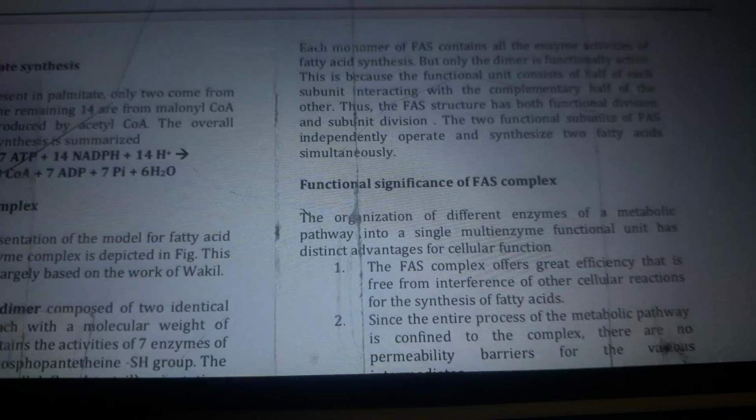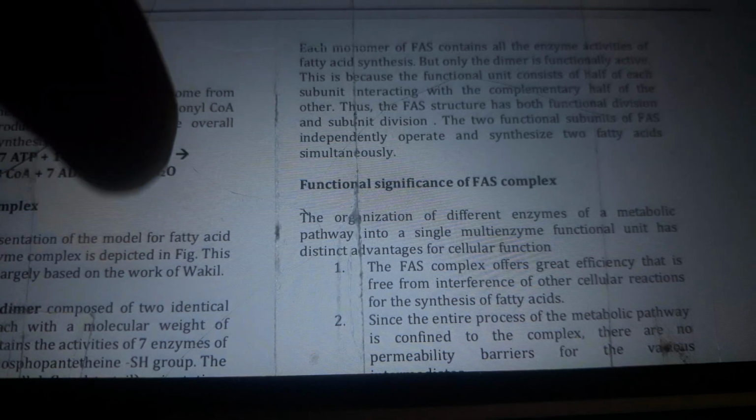Each monomer of FAS contains all the enzyme activities of fatty acid synthesis, but only the dimer is functionally active. This is because the functional unit consists of half of each subunit interacting with the complementary half of the other. Thus, the FAS structure has both functional division and subunit division. The 2 functional subunits of FAS independently operate and synthesize 2 fatty acids simultaneously.